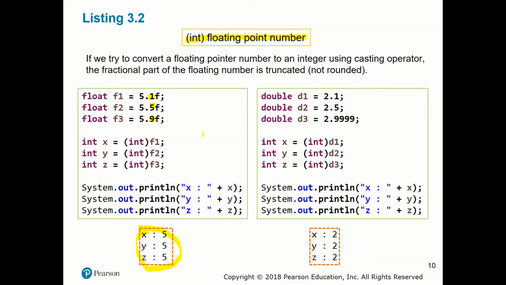And like this, a double value will also have the same result. Here d1 is 2.1, d2 is 2.5, and d3 is 2.9999. If I apply integer casting to all of these double values, then all of them gave the same result, 2. This means that if I apply integer casting to a double value, then the fractional part, this part, is all truncated.